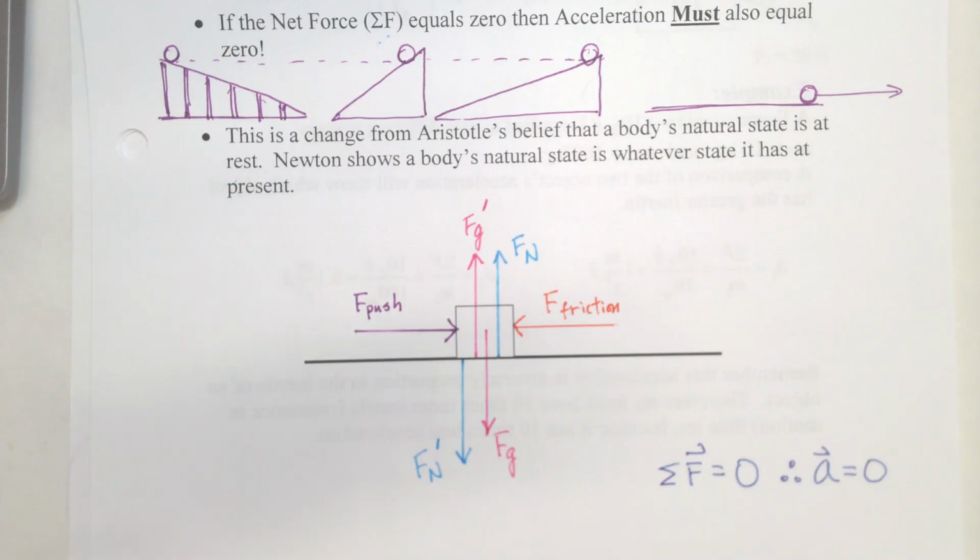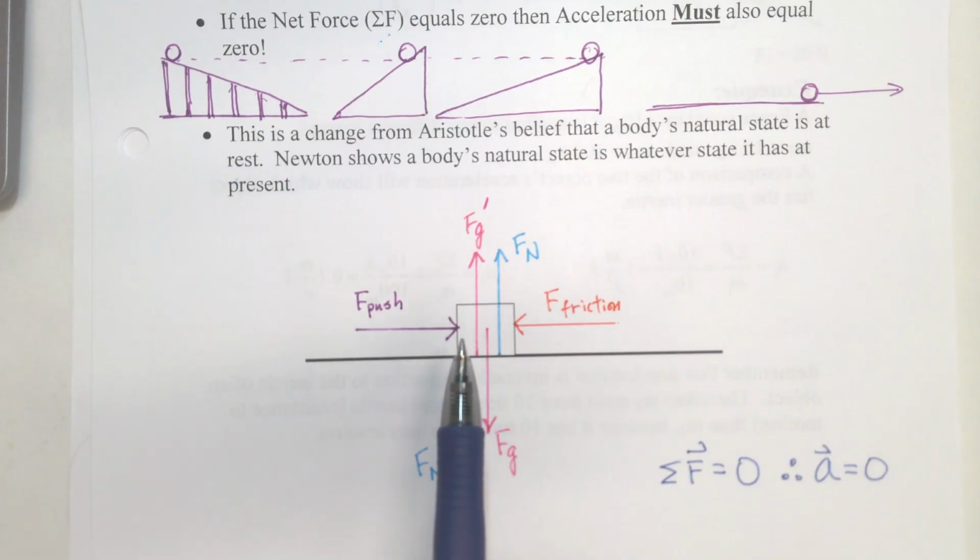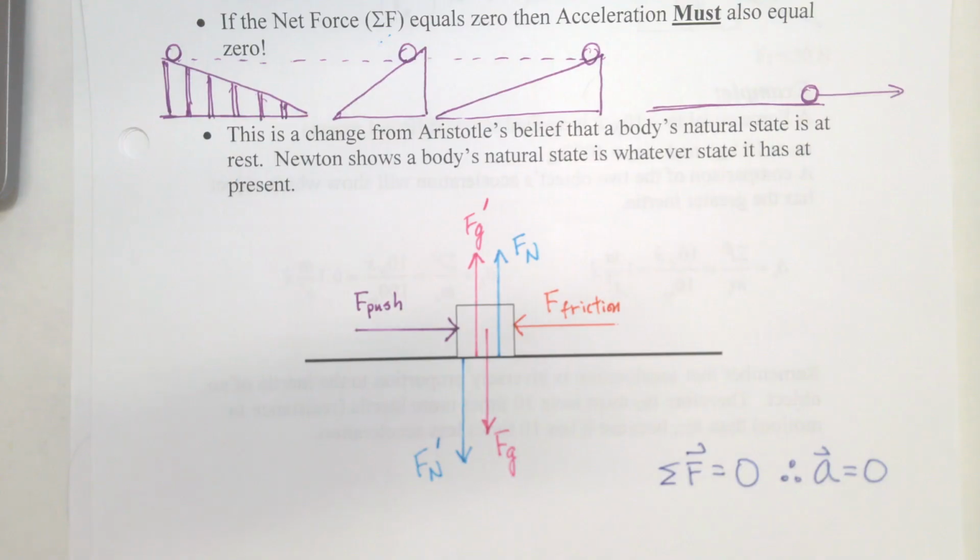Yes, Henry? What does Fg prime represent again? It's the force of gravity by the object on Earth. We will learn about this more in detail in Newton's third law. But for now, just understand, if I have all these 6 forces, add them up, my net force will cancel out to 0.